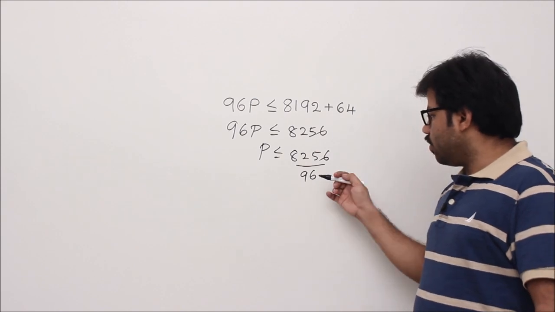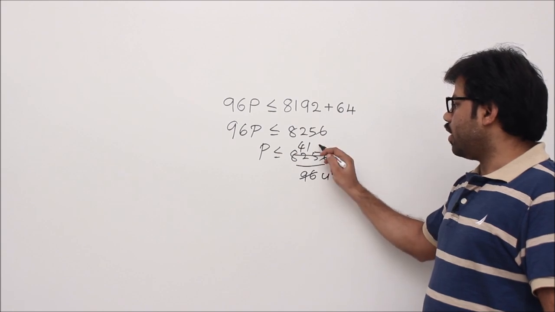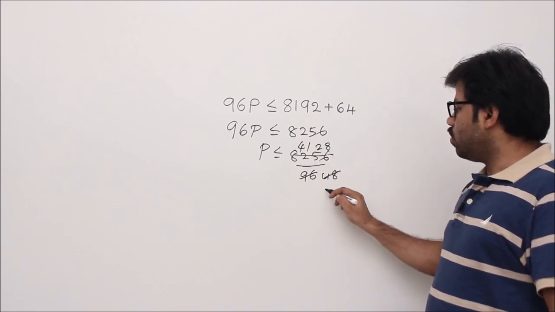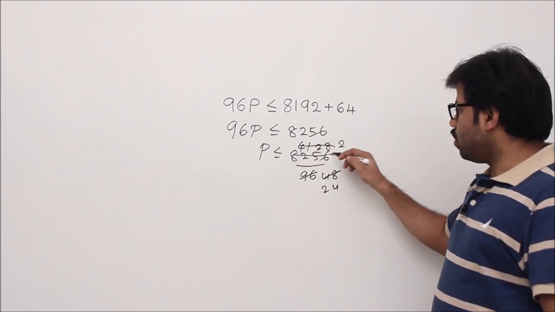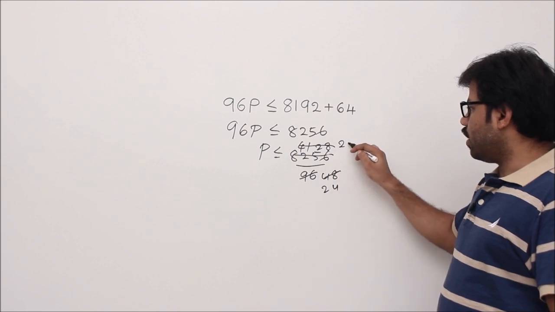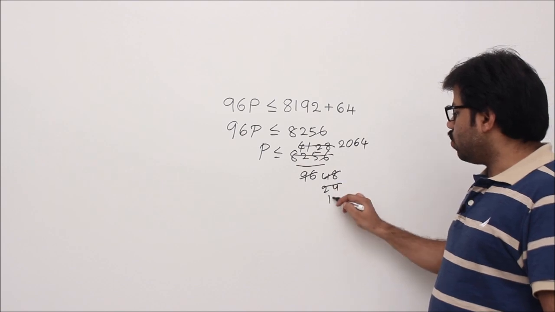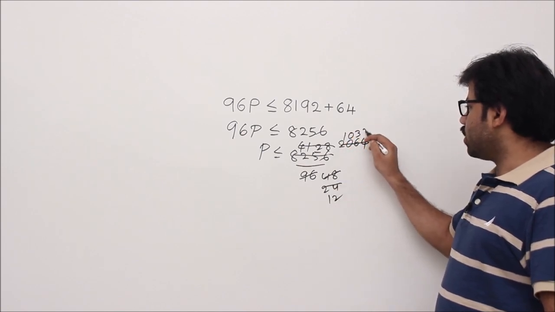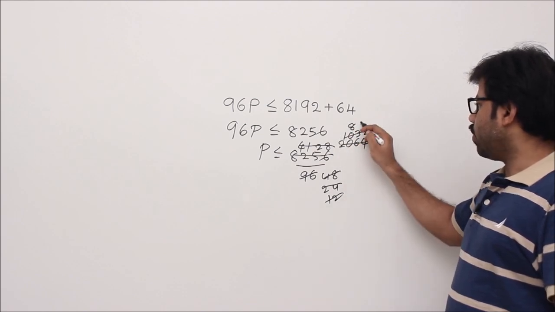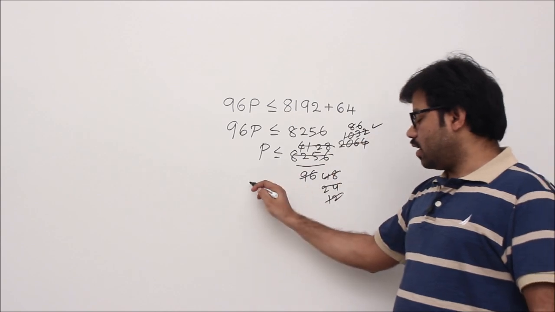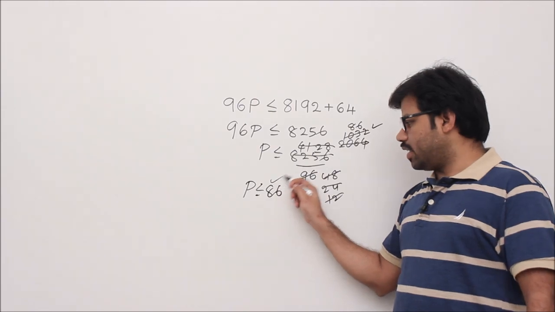Let me divide it by, first of all, 2. You get 4128. Next, divide by 2 again, and then again, to get 1032 over 12. Then 12 times 8 is 96, 12 times 6 is 72. Then 86. P less than or equal to 86. That means the maximum order possible is 86.